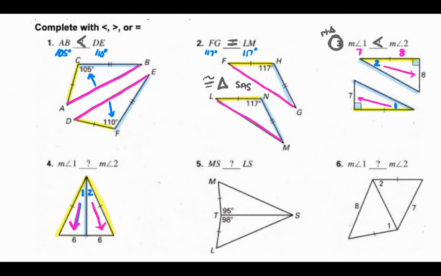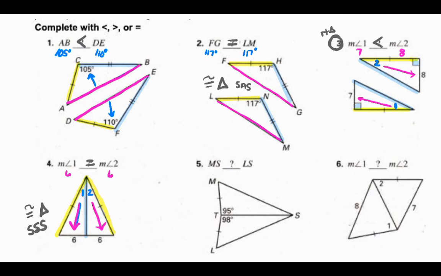It turns out that the sides opposite them are exactly the same. So this turns out to actually be congruent triangles by side, side, side congruence. And since 6 is equal to 6, our corresponding parts, angles 1 and 2, are also equal.